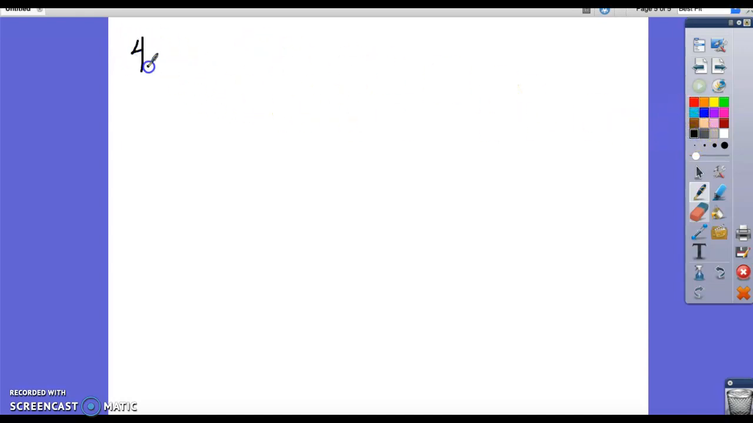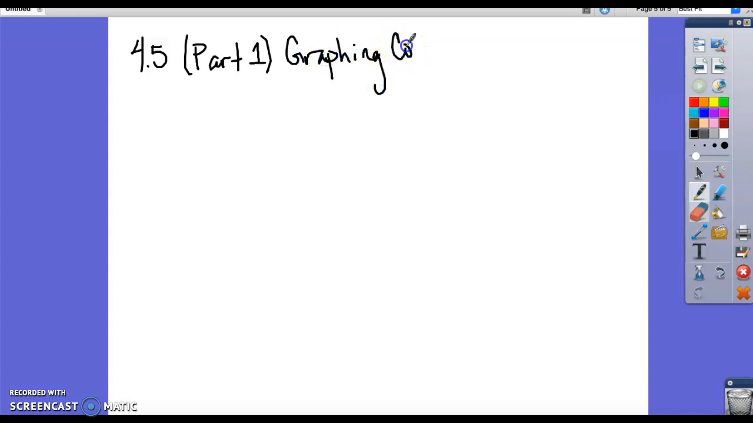We're going to start with section 4.5. I'm going to call this part 1. We're going to graph some more functions today, but today we're going to graph cosecant and secant.